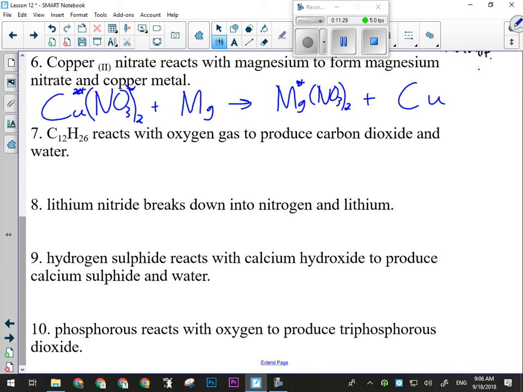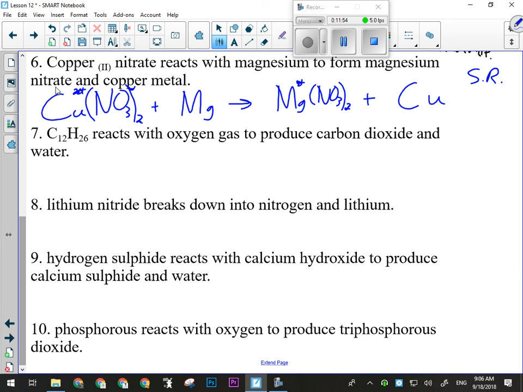Single replacement. Okay, then we have to balance it. So, okay, good. It's balanced, right? There's 2 nitrates on both sides. There's 1 copper on both sides. There's 1 magnesium on both sides. It's already balanced. We don't need to put anything in for that one. All right. Questions on number 6?